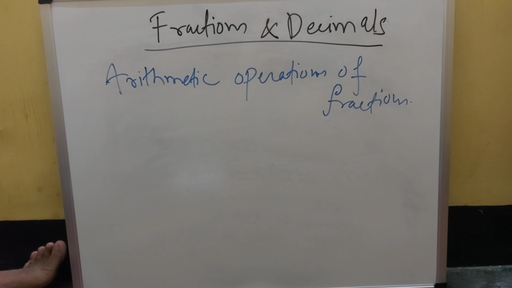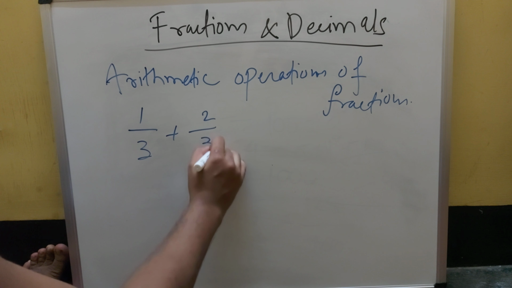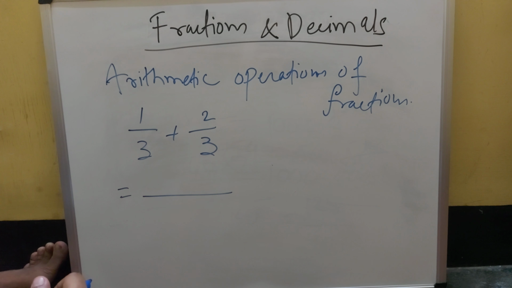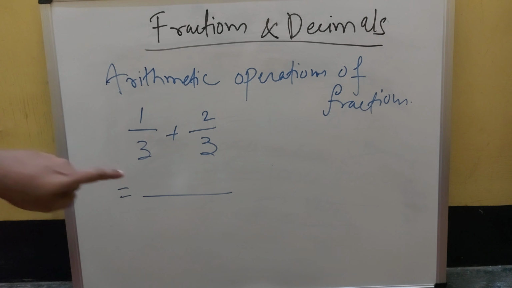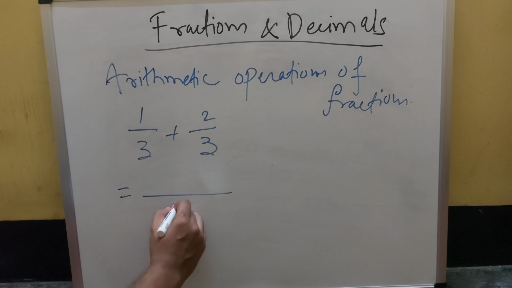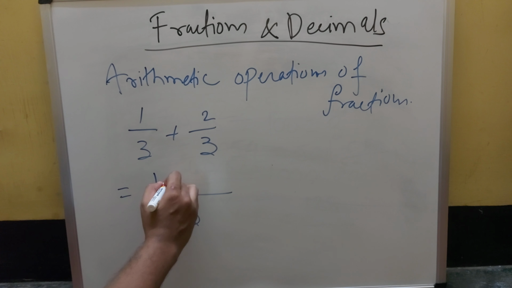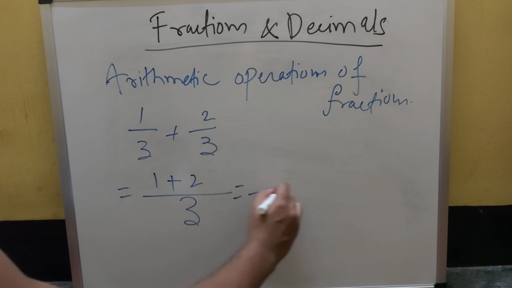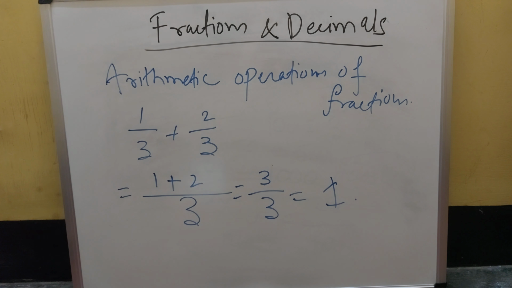Okay. If we take an example, let's say 1 by 3 plus 2 by 3. If you want to add this fraction, how will we do it? First we will take the LCM of the denominator, right? LCM of 3 and 3 is how much? 3 only. Now 3 ones are 3, 1 ones are 1, plus 3 ones are 3, 2 ones are 2. It will be how much? 3 upon 3, that is 1. In this way we add fractions.